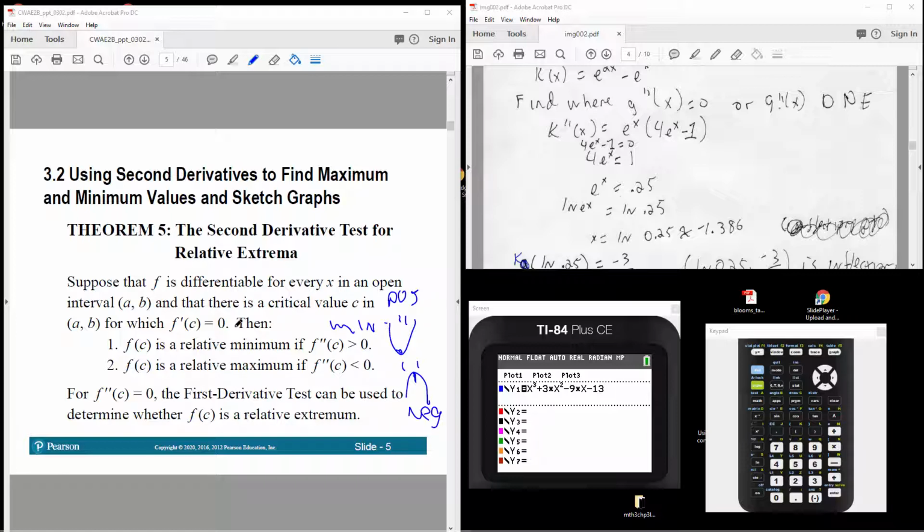Suppose that f is differentiable at every point on the interval, and there's a critical value c for which f prime of c is equal to 0. It's a minimum if the second derivative is positive, and if the second derivative is negative, then you have a maximum there, because it's sad. So we see what happens when the second derivative is greater than 0 and less than 0. But when it's equal to 0, the second derivative test fails, and we have to use the first derivative test.